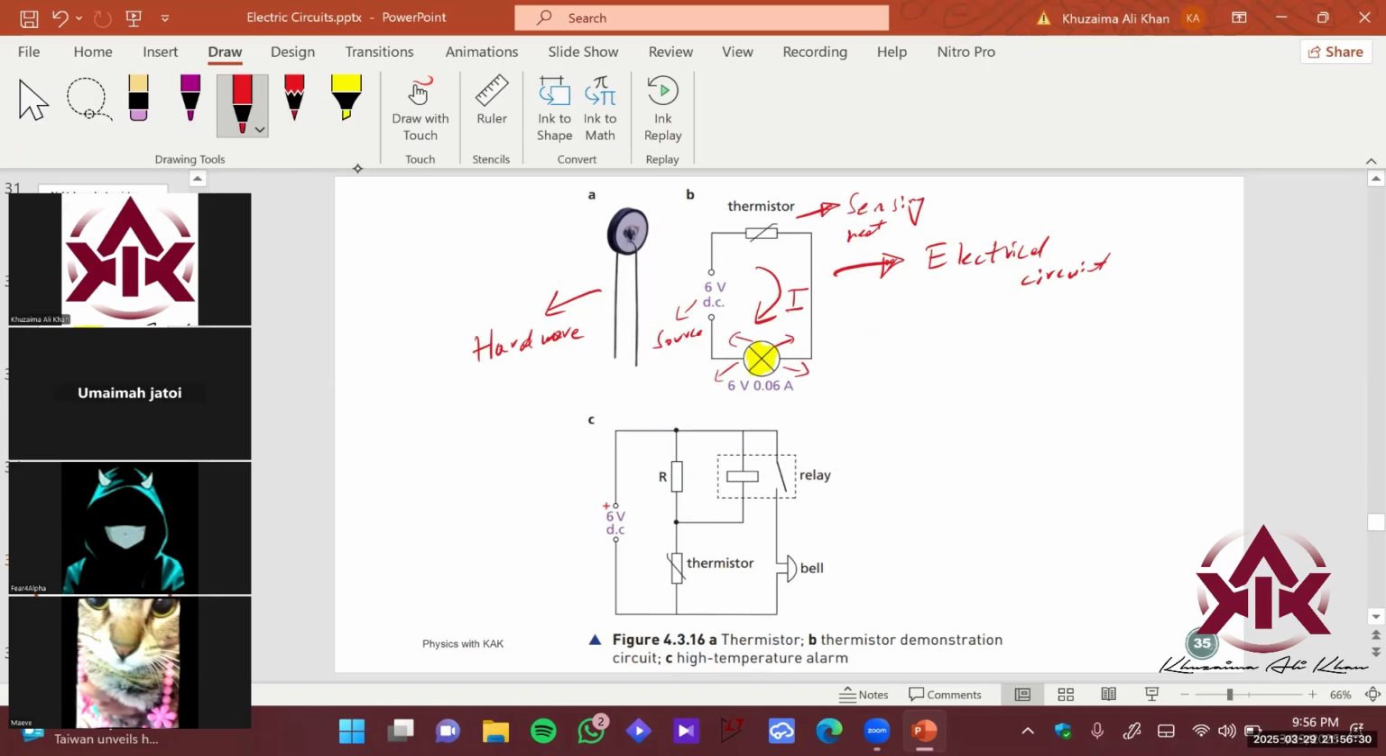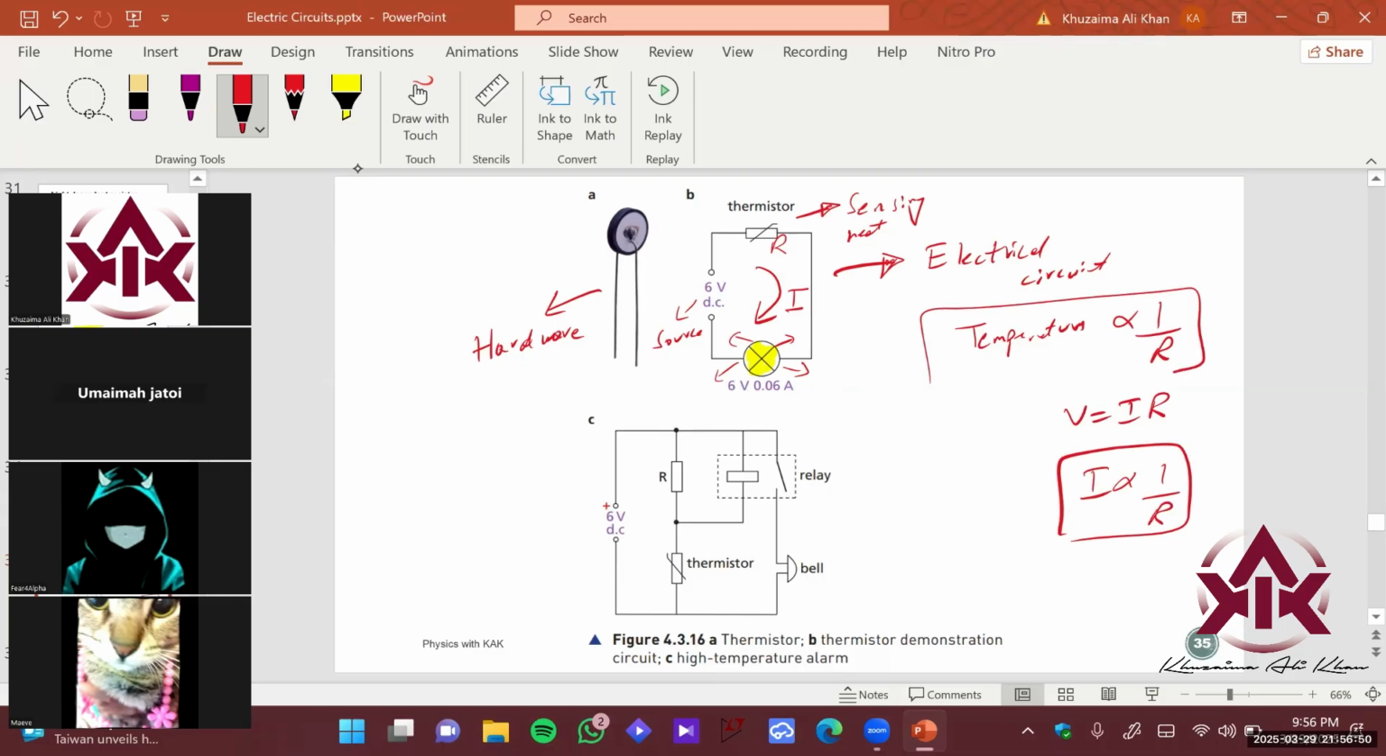Again, what is the relation of thermistor and energy? This is the relation over here. The temperature is inversely proportional to, let me call it R, the resistance, right? And using Ohm's law, if I relate the current and the resistance of the circuit, it's again inversely proportional here. We have these two relations over here, which dictate how it operates.